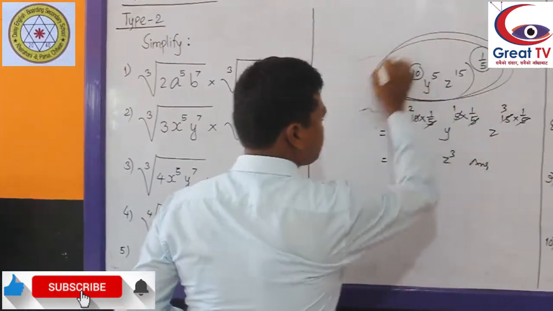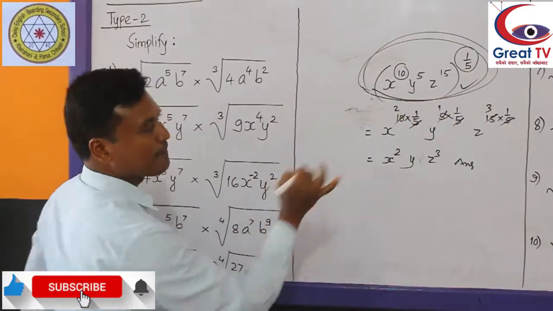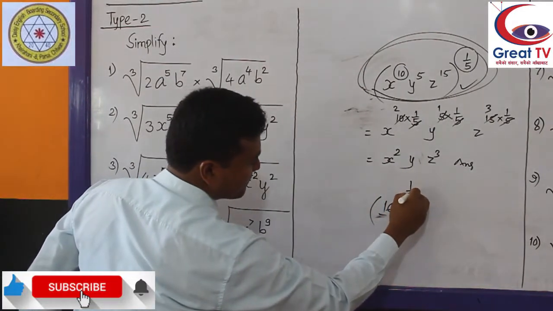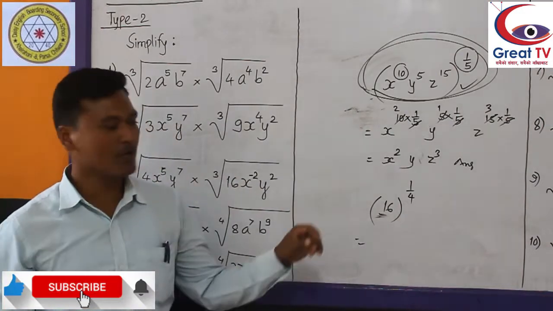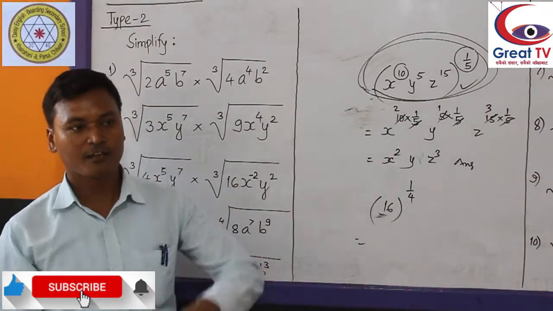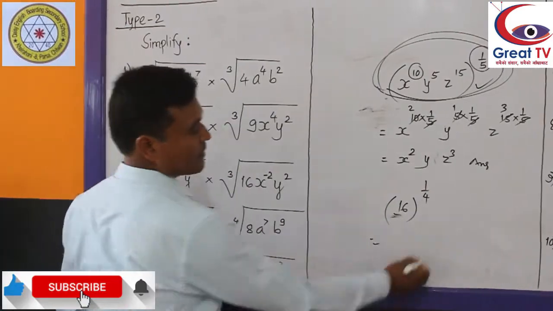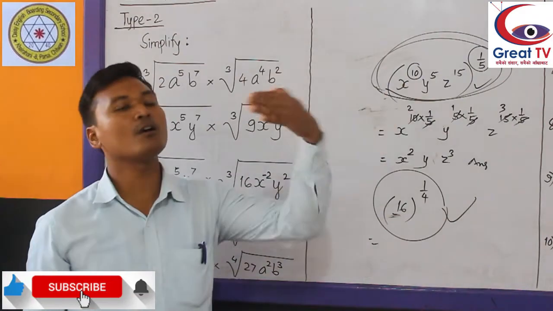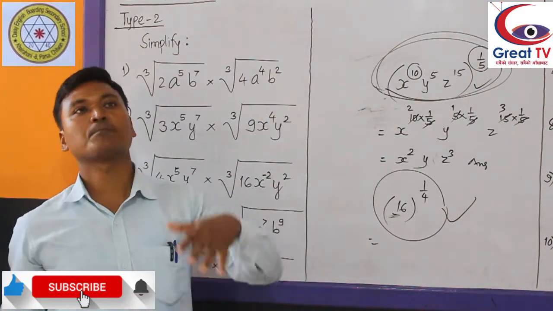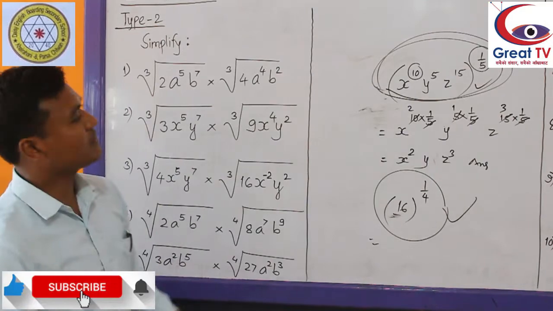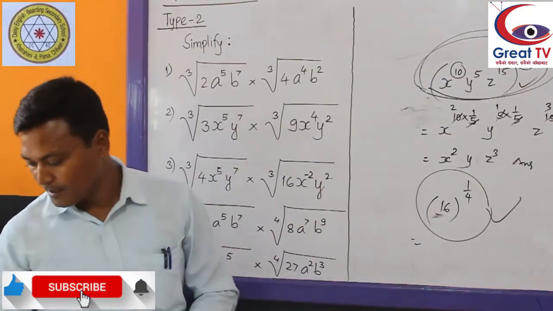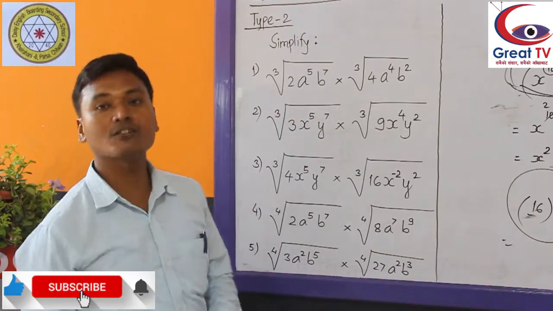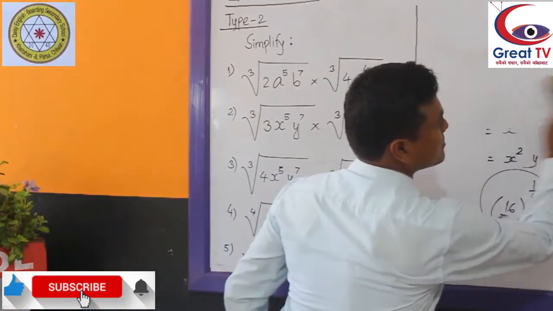Okay, next thing. I want to remind you only 16 whole power 1 upon 4. This type of problem we read already in the previous class. If you have understood how to simplify this type of problem, plus how to use root of index, plus all laws of indices, then you can simplify this type of problem easily. This type of problem, later we have written here as the second type of problem. So let us start today's item.